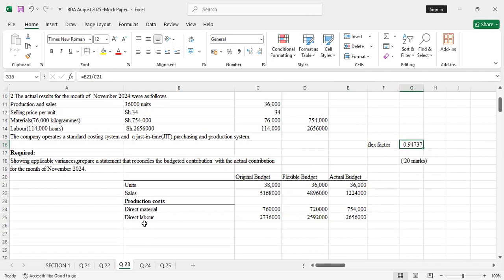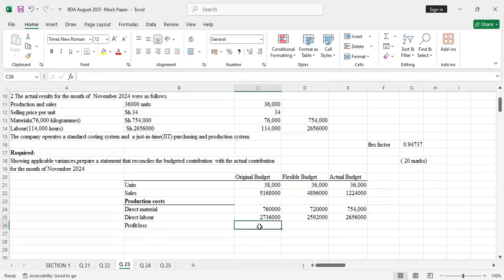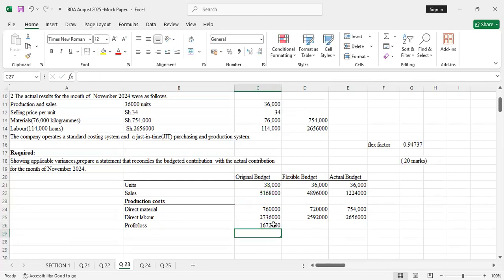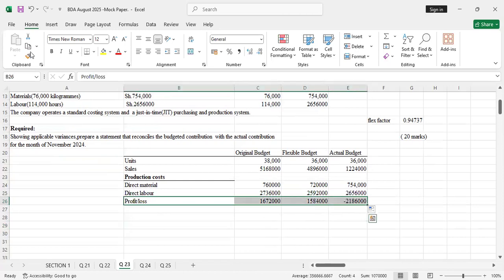At that point now, we will say what is our profit or loss. Profit or loss. So how do you do it? You always take sales and subtract costs. So you subtract that, you also subtract that, you enter. Once you enter, you just drag, and those other values will appear automatically. So we'll have this statement of profit or loss, and you realize that under the actual budget, we had a loss. Allow me to highlight that in bold.